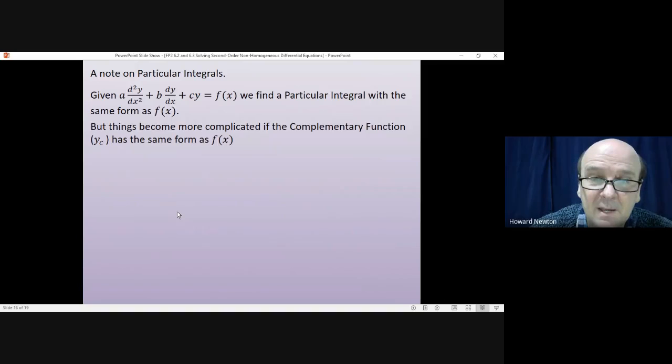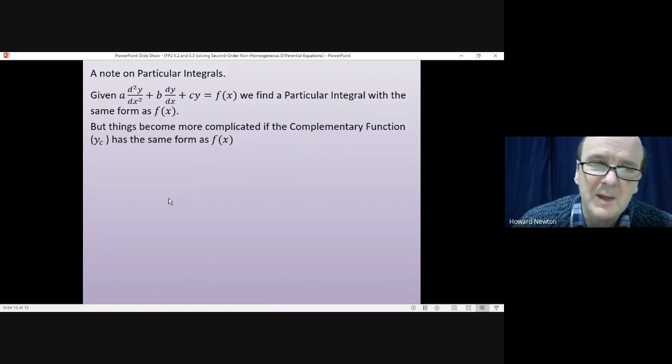That works fine as long as the complementary function does not have a term which is exactly the same form as f of x. If the complementary function itself has the same form as f of x, then things can get a little bit more fiddly. What it normally means is that you've got to multiply whatever you'd have normally as the particular integral by x. And just multiplying it by x normally does the job and gets you there.